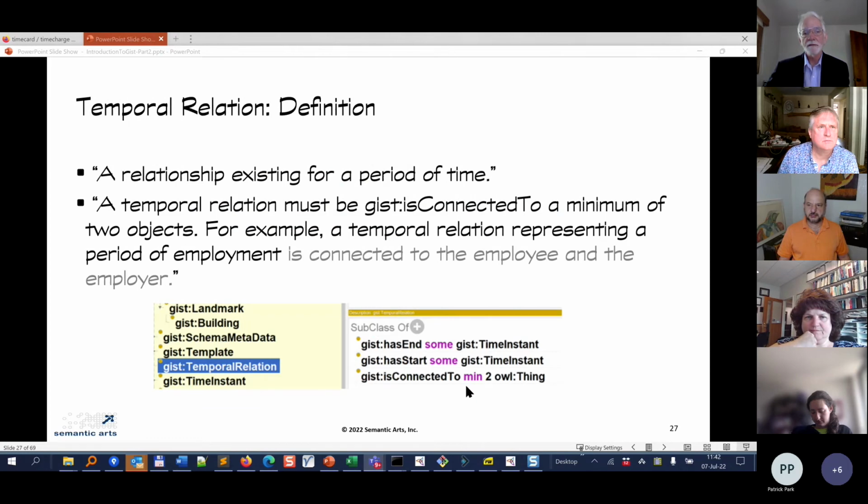We've used this a lot over the years in a lot of our client engagements. The definition of temporal relation is a relationship existing for a period of time. It must be connected to a minimum of two things, which correspond to the subject of the triple for the binary relationship and the object of the triple. Now again, I need to update the slide. We now use different properties. We don't have time instant anymore.